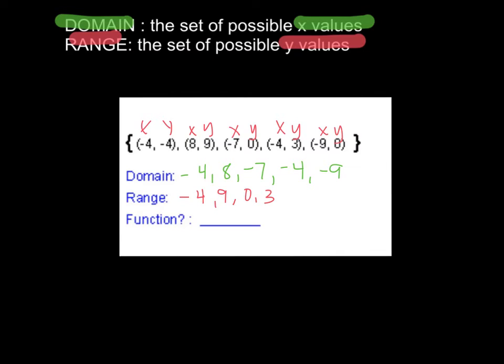So let's check if this set of points is actually a function. What is the definition of a function? We need to make sure that none of the x values are repeated. But let's check this out. -4 is repeated down here. -4. So therefore, this set is not a function.